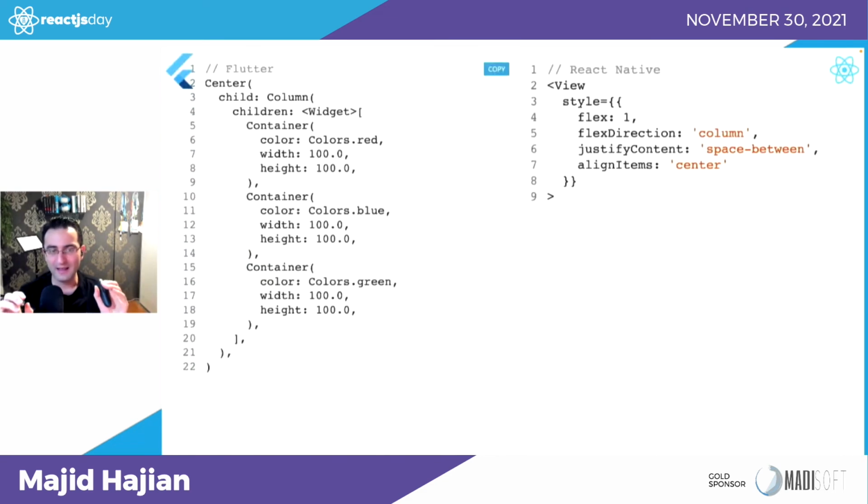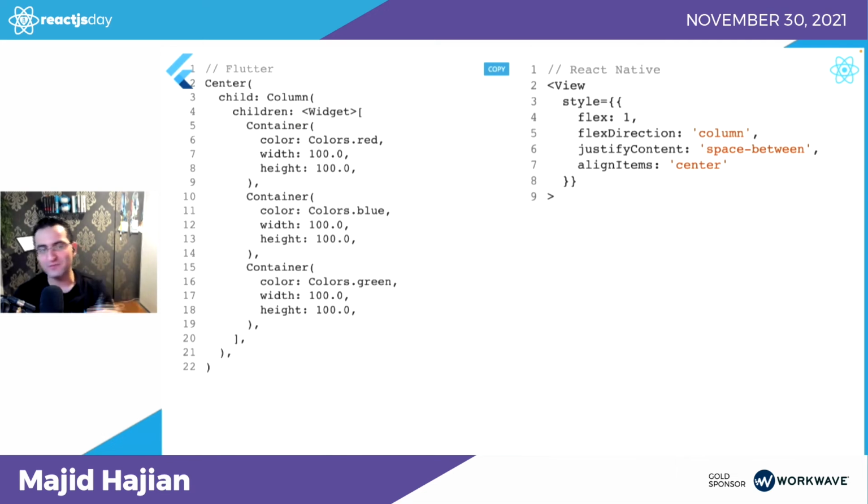So again, let me give you another example. Usually when you want to do layouting and define your layout with Flex in React Native, you will use a view, which is going to construct your layout, whether you say it's column or, etc.